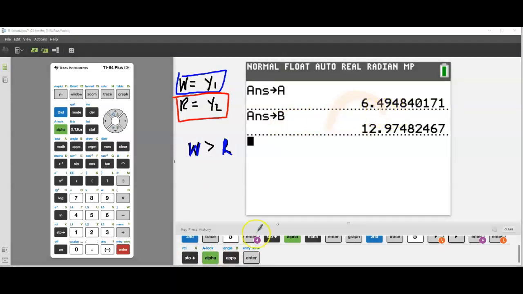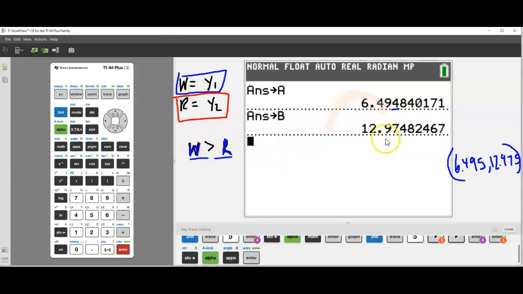So the answer to our question then will be on the interval from 6.495, we're going to round that number, to 12.975. So that's the interval where the W function is higher than the R function. And when the W function is higher than the R function, that's whenever the rate in is greater than the rate out, which means that the overall rate of change is increasing and positive, and that's the answer to our question.